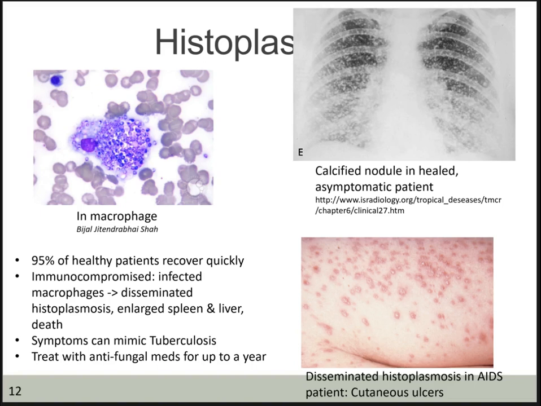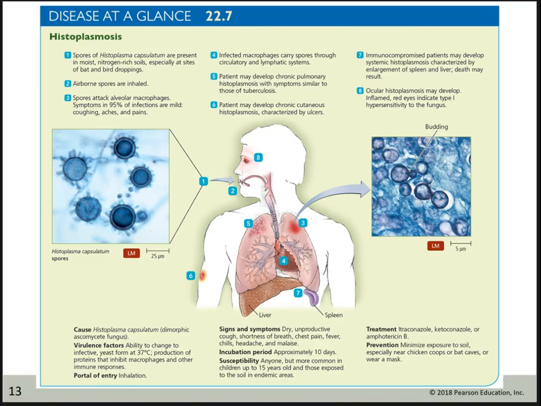In immunocompromised patients, the fungi can spread through infected macrophages to the rest of the body, leading eventually to death. Symptoms can mimic tuberculosis, as I said, and it's treated with antifungal meds. You have to treat for up to a year because the fungi can get into different parts of the body. This is just a summary. It'll be in the notes, and you can take a look at this at your leisure.